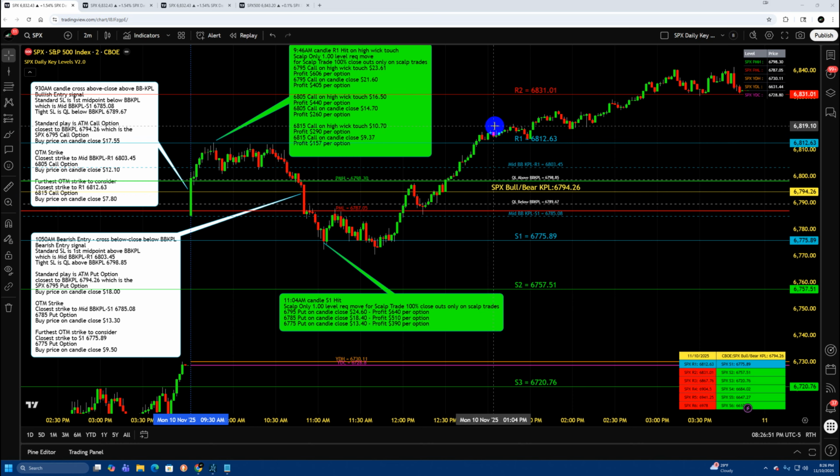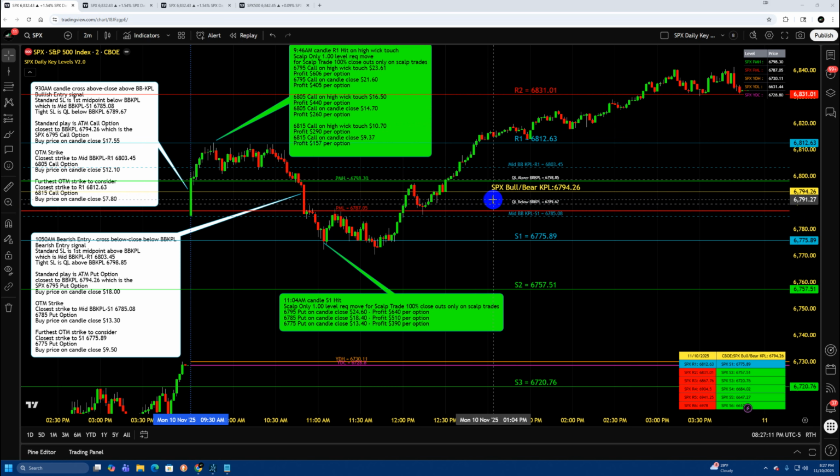Okay, so the way this indicator works, continuing on with that topic before we get into the trades for today, is that at 9:30 a.m. Eastern New York time, you will get on the first tick the key levels for today's session for CBOE SPX.